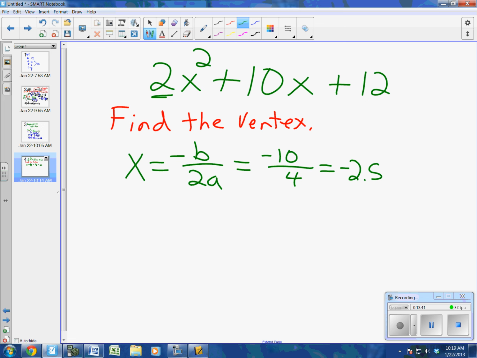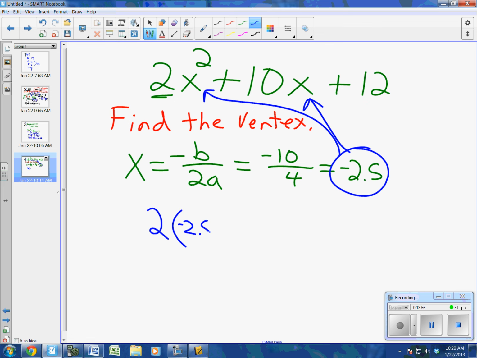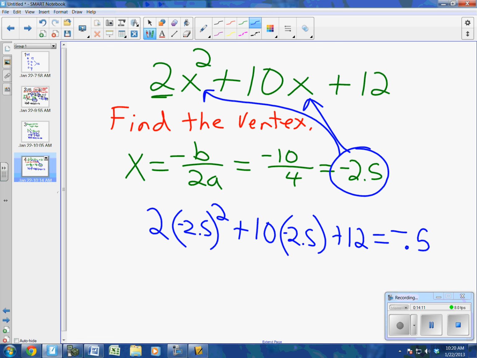Okay, good. Now, all I have to do is plug my x-coordinate in for x there into the formula, and I'll have y. So 2 times negative 2.5 squared plus 10 times negative 2.5 plus 12 equals, what did you guys get when you put it in your calculators? Negative 0.5. How many of you guys got negative 0.5?